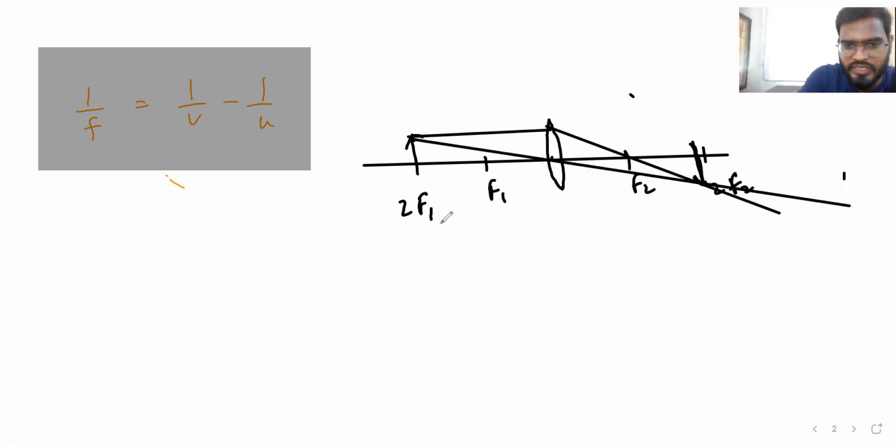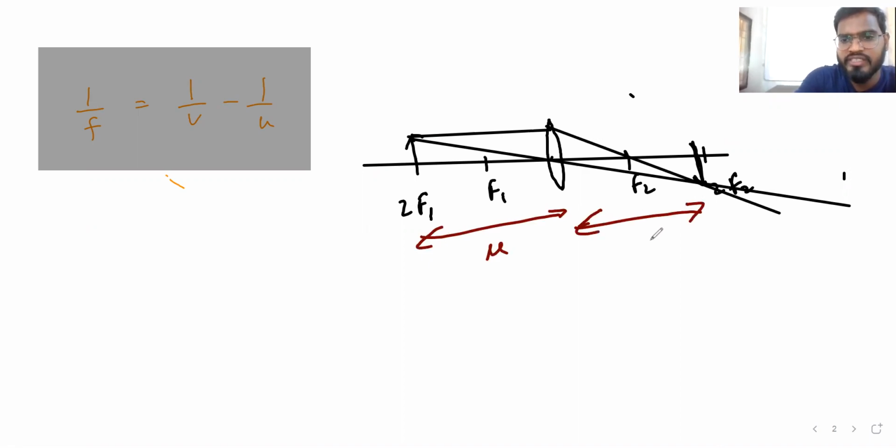Let's see, this distance is what? Object distance, so u. This distance is what? Image distance, that is v. And this distance here is the focal length. So that is what I wrote here, right? What is magnification, what is focal length, what is v, what is u, that is all I wrote.